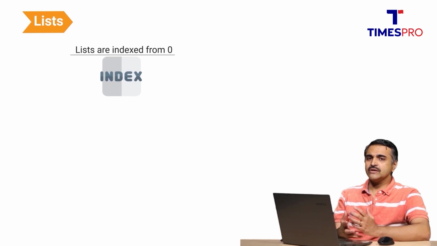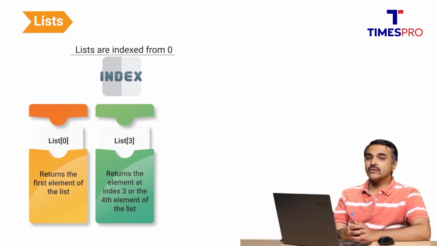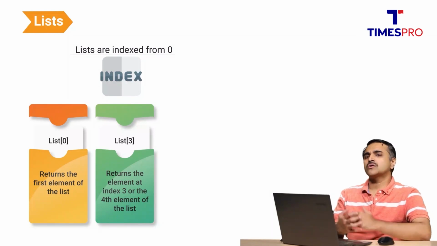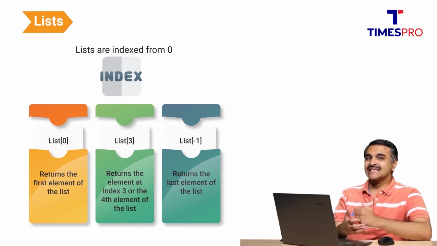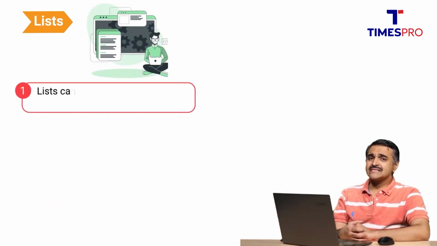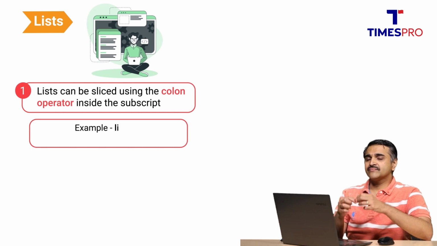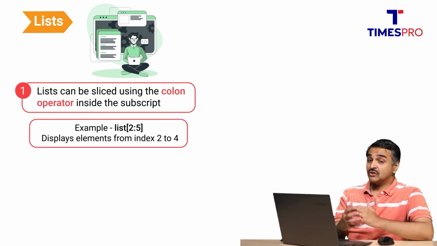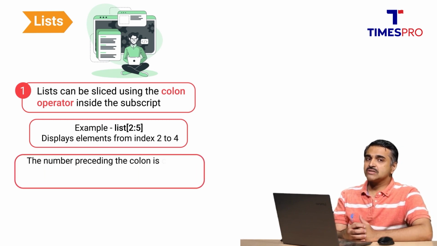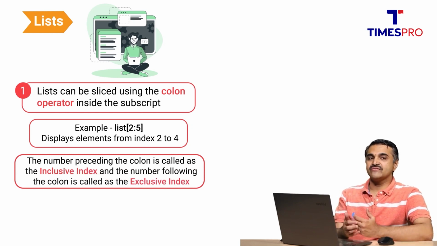Lists are indexed from 0. For this example list, list[0] returns the first element of the list, which is 10. list[3] returns the element at index 3, or the fourth element of the list, and list[-1] returns the last element of the list. Lists can be sliced using the colon operator inside the subscript, that is list[2:5] displays elements from index 2 to 4. Note, the number preceding the colon is called the inclusive index and the number following the colon is called the exclusive index.